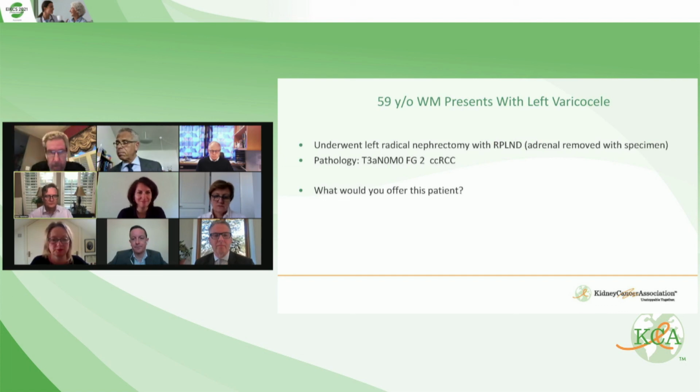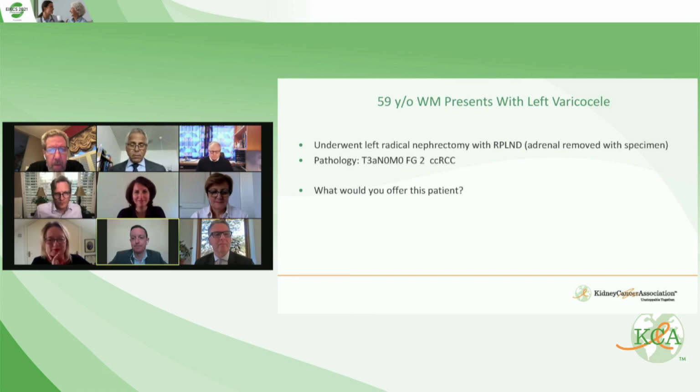No. No. Also no. Although they would potentially be eligible for an adjuvant trial with an intermediate Leibovich score from what we've got so far. Okay, so no to adjuvant therapy.